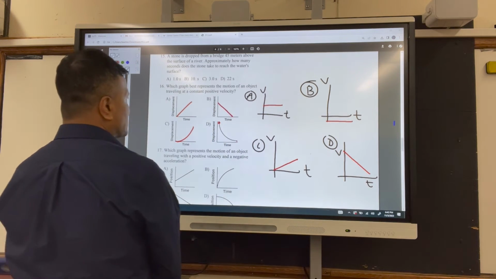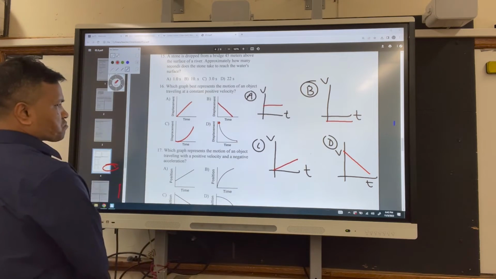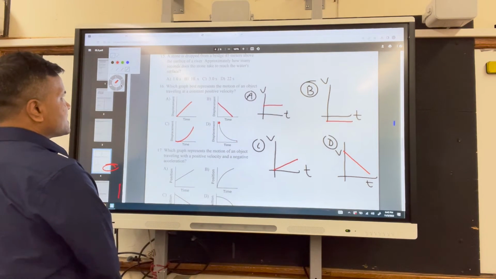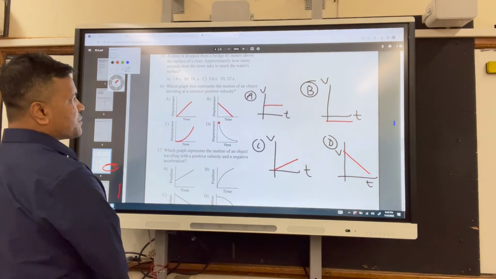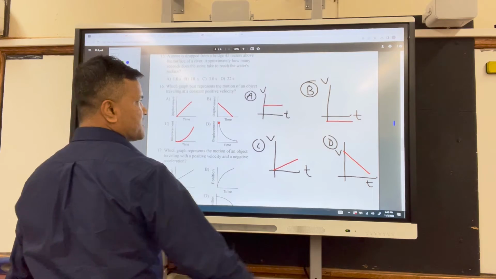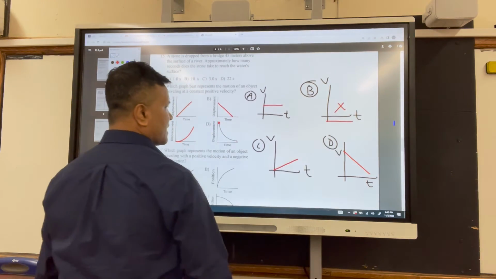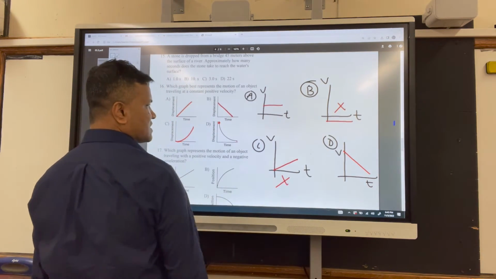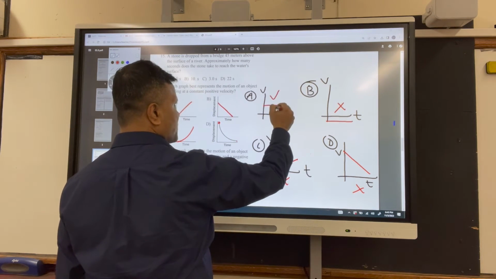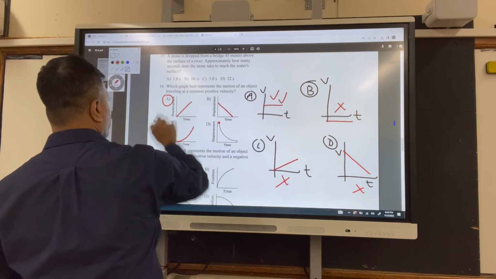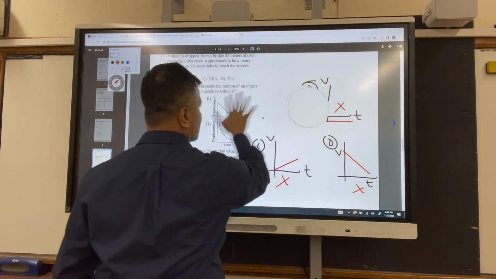Okay, so it says whose graph best represents the motion of an object traveling at constant positive velocity. Is this constant positive? This is constant but negative. Is this constant? No, this is not constant. Is this constant? No. Is this constant? Yes. Is this positive? Yes. So A. That takes us to 17.